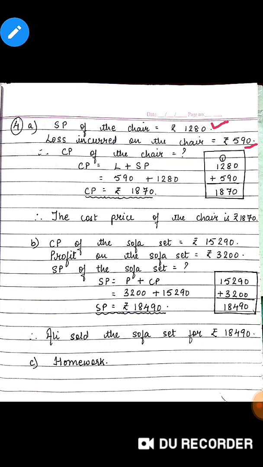According to the formulas we've studied, the cost price in case of loss can be found out by cost price is equal to loss plus selling price, which will be 590 plus 1280. The answer of addition is 1870. So the cost price of the chair is rupees 1870.